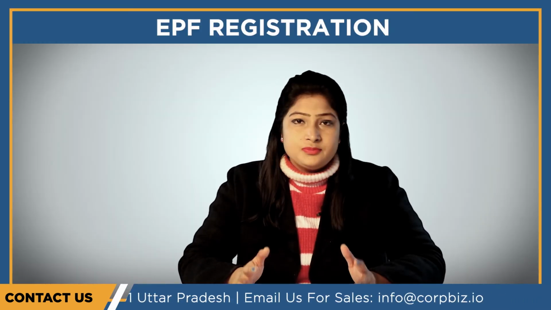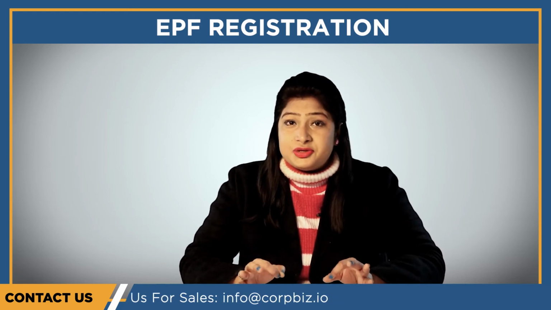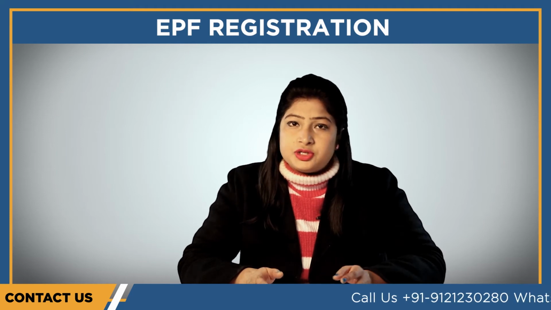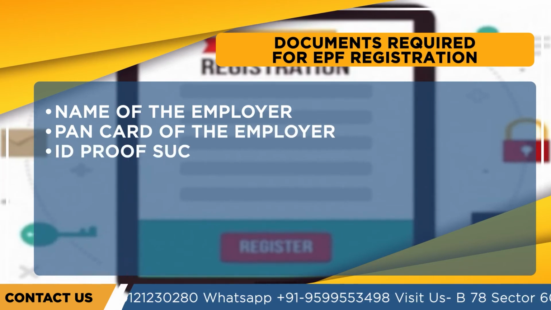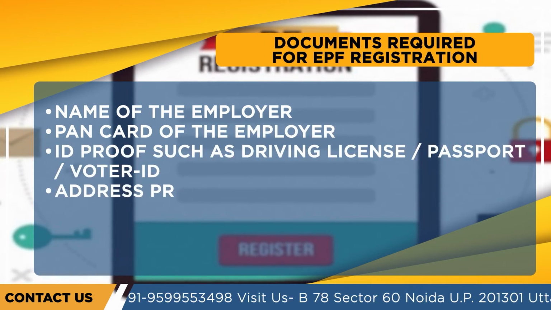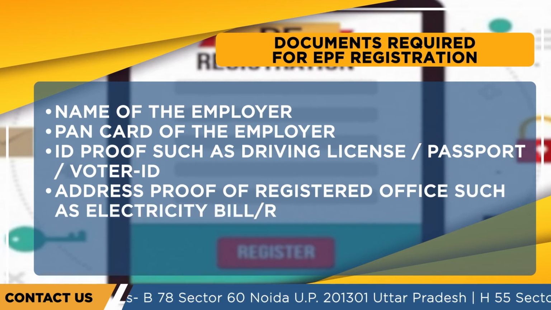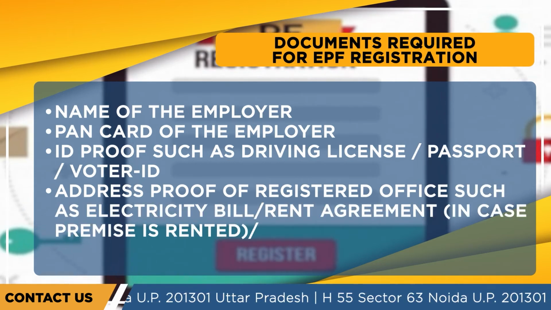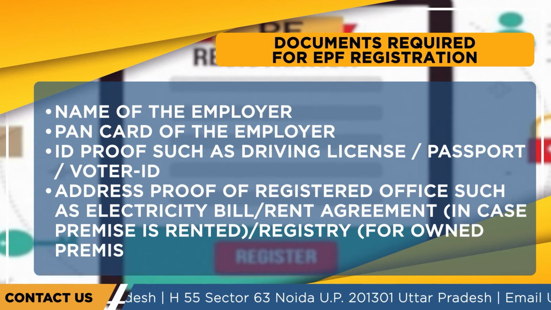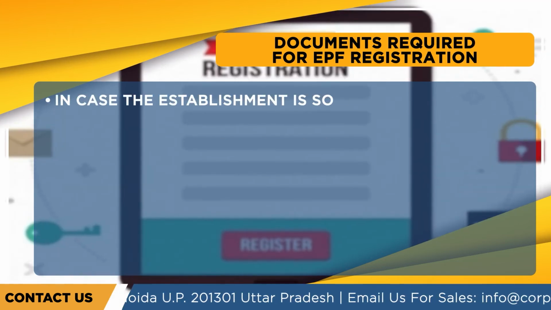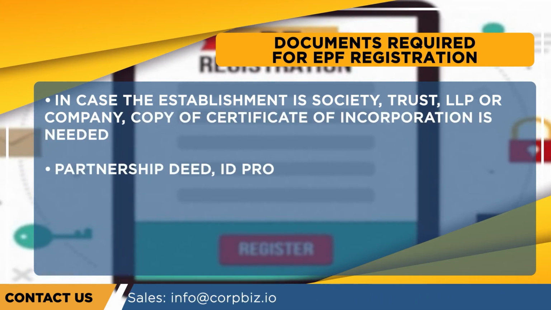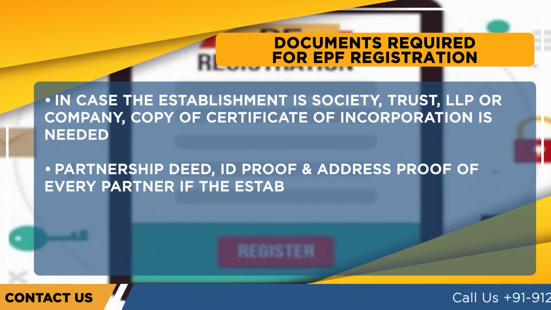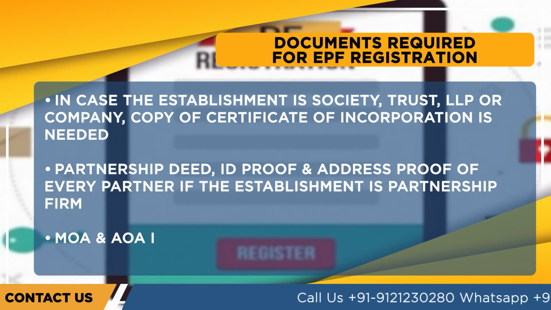So now the time has come to discuss the documents which are mandatory and the most important thing to be submitted when you're going for the EPF registration, which are as follows. Name of the employer, PAN card of the employer, ID proof such as driving license, passport, voter ID, address proof of the registered office such as electricity bill, rent agreement in case the premise is rented, registry for owned premises. In case the establishment is a society, trust, LLP or company, copy of certificate of incorporation if needed, partnership deed, ID proof and address proof of every partner if the establishment is a partnership firm.